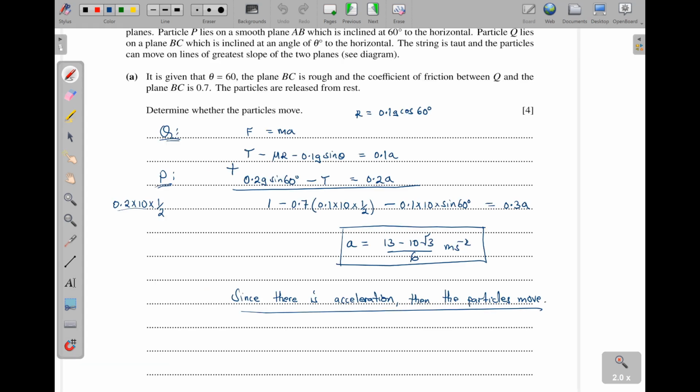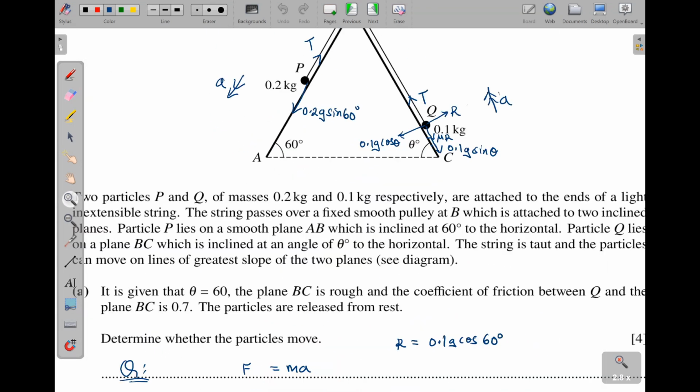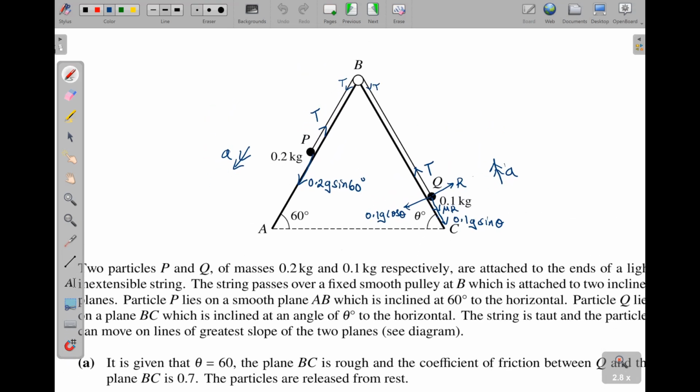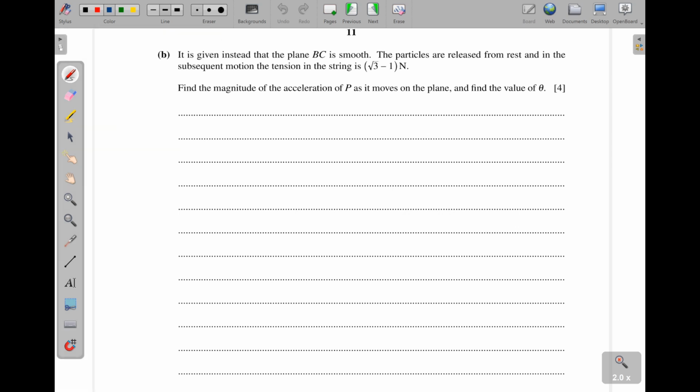Forces acting on P. Just zoom this one a little bit. So the forces acting on P, we can see them here, this and that. Okay, so we are going to go back here, and then we say that the forces that are acting on P, remember we are using F is equal to MA.